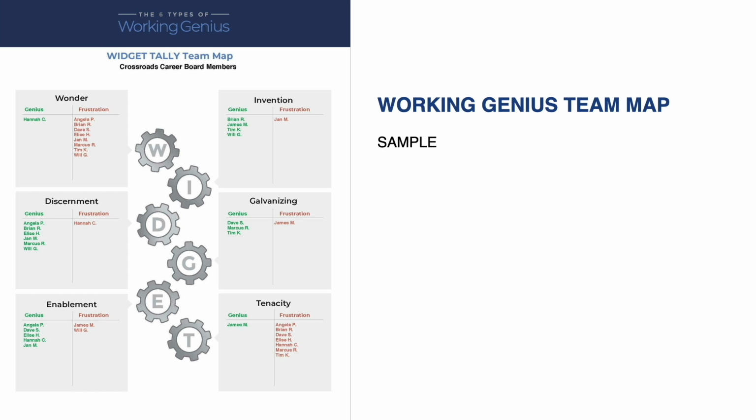And here you have an example of a team and whose geniuses fall in which areas and whose frustrations fall in what areas. And then you see where this team is light on certain geniuses. In the case that we're looking at here with this particular team, you see that wonder is very underrepresented here. But then you have a whole lot of discernment and quite a bit of enablement as well. When it comes to things like both wonder and tenacity, you see that there are a lot of frustrations represented amongst the team.